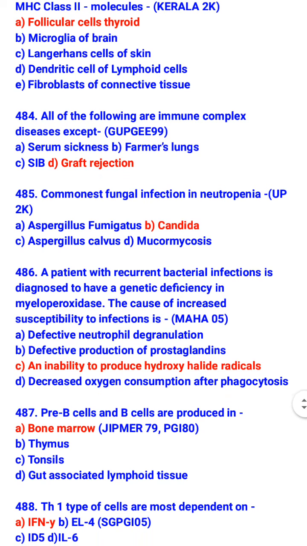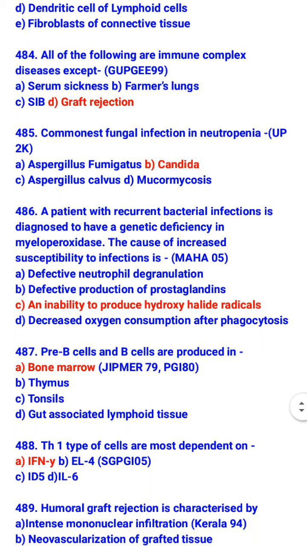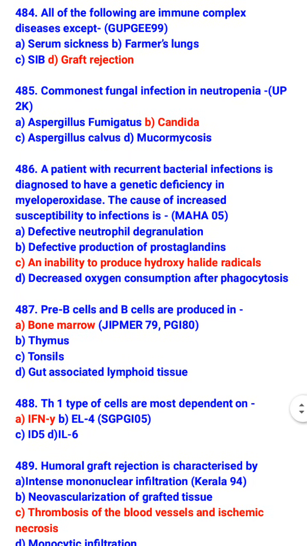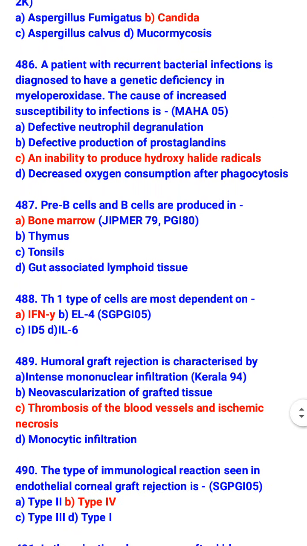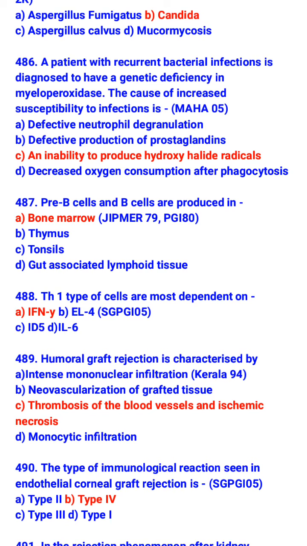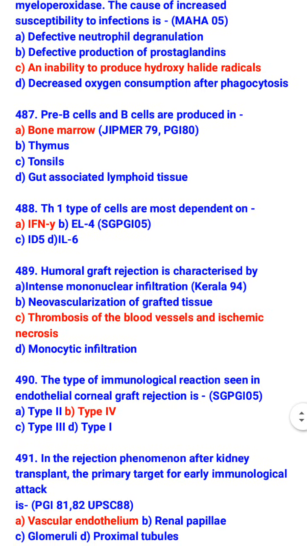Commonest fungal infection in neutropenia is Candida. A patient with recurrent bacterial infection is diagnosed to have a genetic deficiency in myeloperoxidase. The cause of increased susceptibility to infection is an inability to produce hydroxy halide radicals. Pre-B cell and B cell are produced in bone marrow. Th1 type of cell are most dependent on IFN gamma.